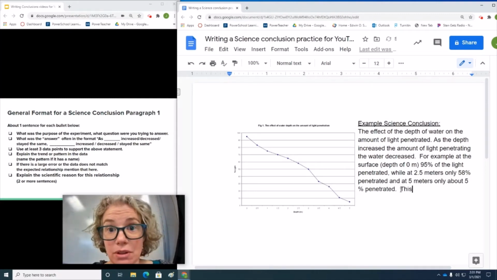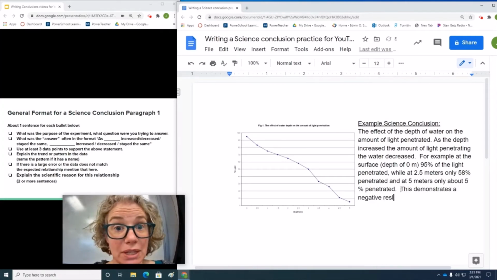Okay, so this maybe demonstrates a negative relationship between light and depth of water.